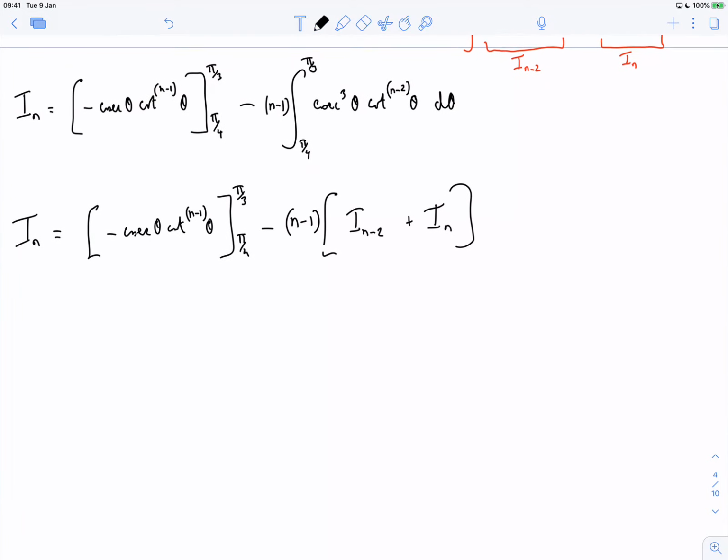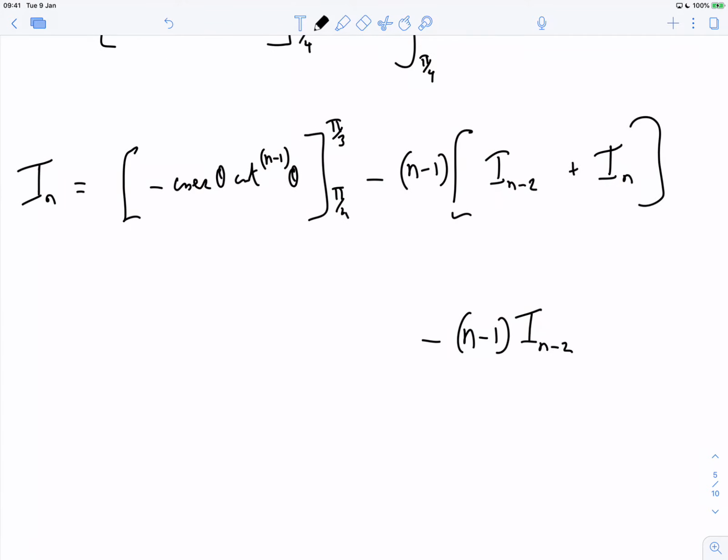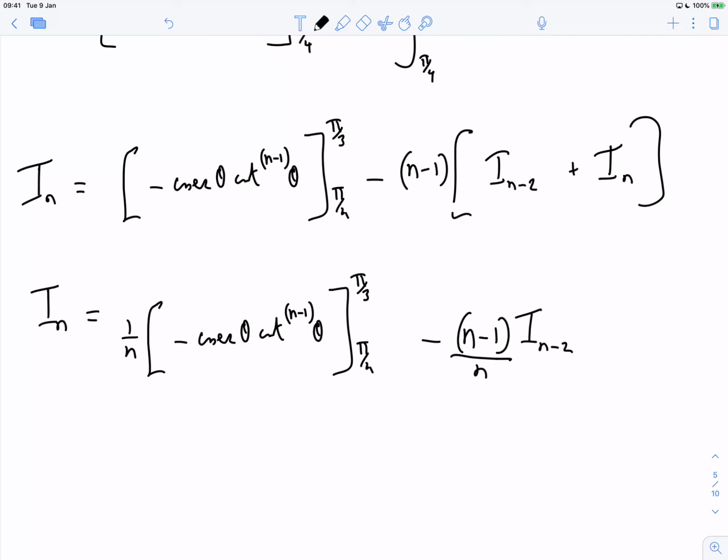If I get all the I of n's to one side, then on the right hand side I've got minus n minus 1 lots of I of n minus 2. If I add an n minus 1, then I've actually got n lots of I of n on that side, and this is going to be the same thing over here. So I'll just copy this and put it down. And then all I have to do now is divide by n. So 1 over n is there, and 1 over n is here.